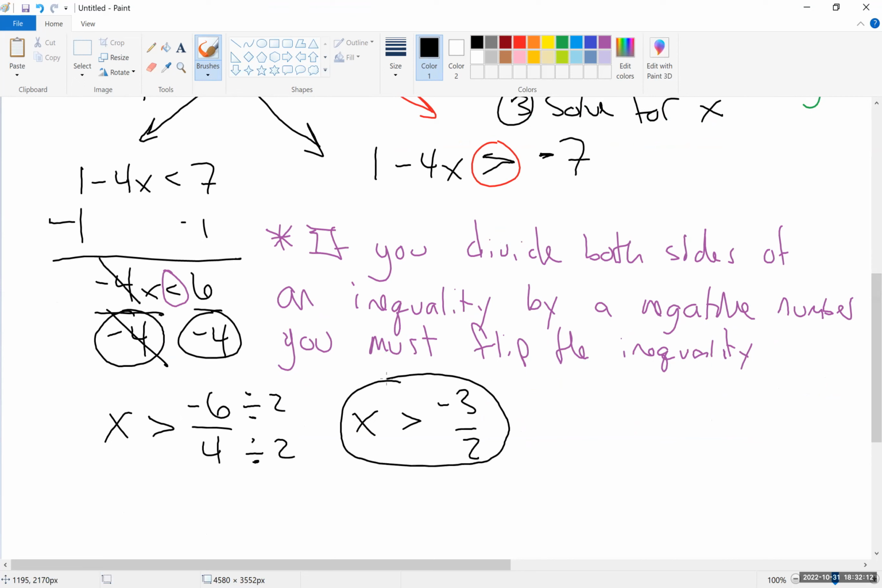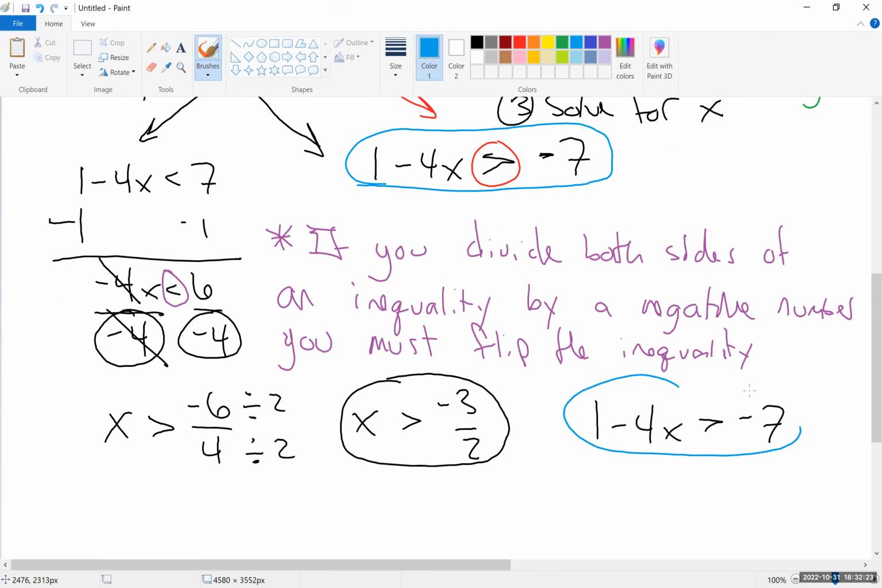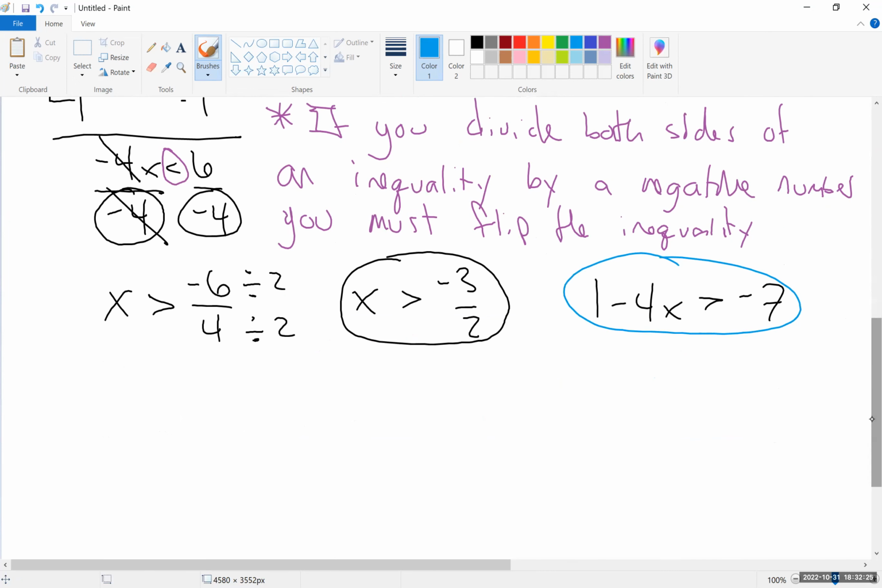The other part, I'm just going to put down here. So I'm moving the 1 minus 4x is greater than negative 7. I'm moving this part right here down here so that I can do the work, because we're kind of running out of room. Not the best planner of space. That's okay. So how do we solve this?